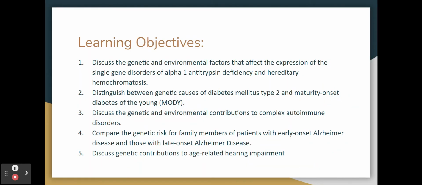These are a little bit different than disorders of pediatric onset, which tend to involve genes that always express themselves. With the adult disorders, sometimes there's an environmental trigger that has to turn that trait on.